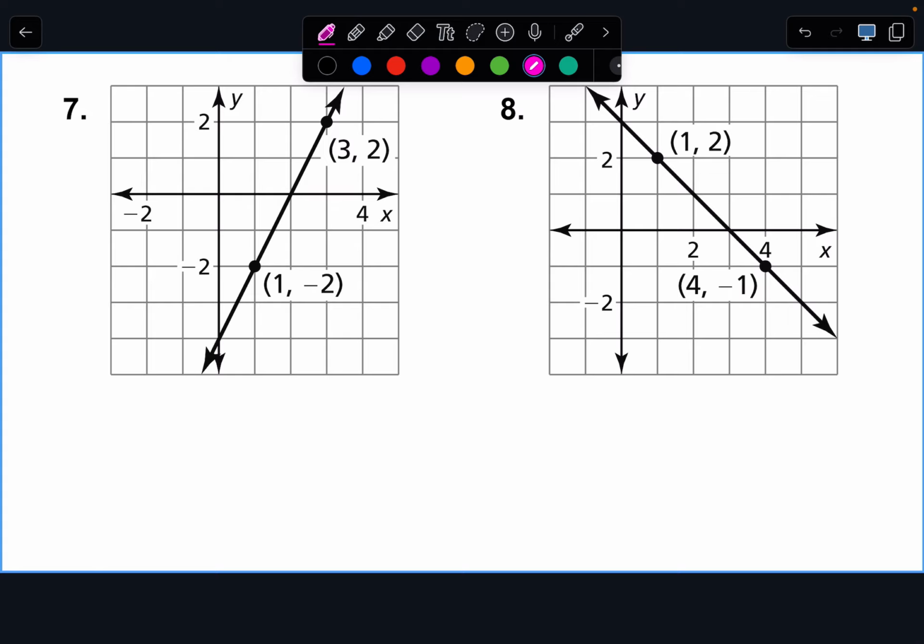We're going to use point slope form: y minus y1 equals slope times x minus x1. But I'm given two points, and I need a point and a slope for point slope form. Can you just do either one? Yes, but I need slope.